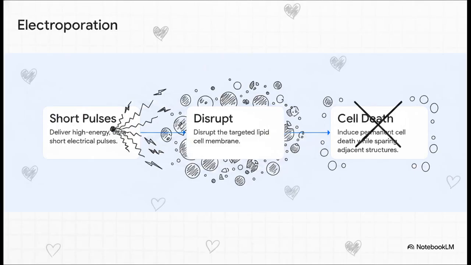Now, the absolute latest frontier in this ablation process is a massive breakthrough called pulsed field electroporation. It's a real game changer. Instead of using thermal energy, like burning or freezing the tissue, this technique uses high-energy, ultra-short electrical pulses. These pulses specifically target and disrupt the lipid cell membranes of the faulty heart tissue, inducing permanent cell death. The major advantage here? Because the energy is uniquely tissue selective, it spares critical adjacent structures, like the esophagus, nearby nerves, or arteries, from collateral damage. It is a highly targeted, significantly safer approach to permanently destroying the source of the arrhythmia.